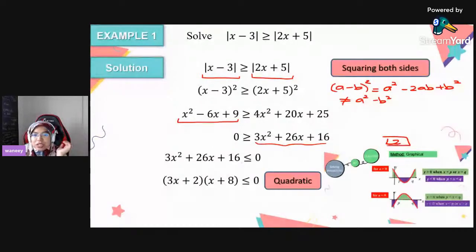How to solve inequality when it involves a quadratic function. So the method is a graphical method. So the graphical method, you need to factorize them first. So it will become 3x plus 2, x plus 8 less than or equal to 0. Okay, so if you check the coefficient of x squared, the coefficient of x squared is 3. So 3 is a positive number.